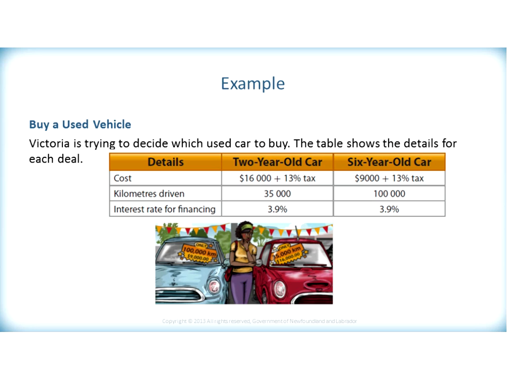So we're going to start here with this example. Victoria is trying to decide which used car to buy. The table shows the details for each deal. If she wants to go for a 2-year-old car, it's going to cost her $16,000 plus 13% tax. There's 35,000 kilometers on the car, and the interest rate for financing is 3.9%. A 6-year-old car is worth $9,000 plus the tax, but it has 100,000 kilometers on it, and the interest rate is also 3.9% for this one.